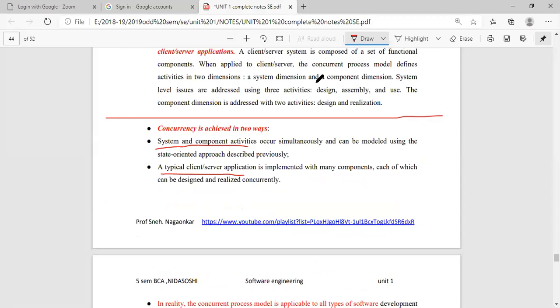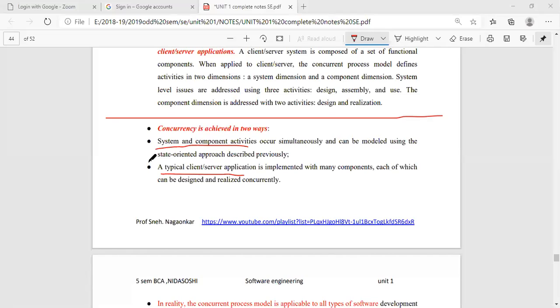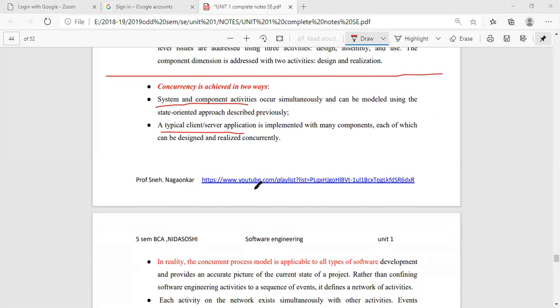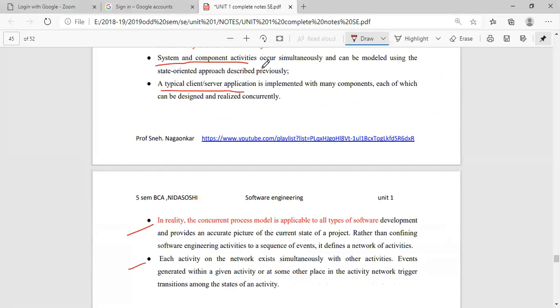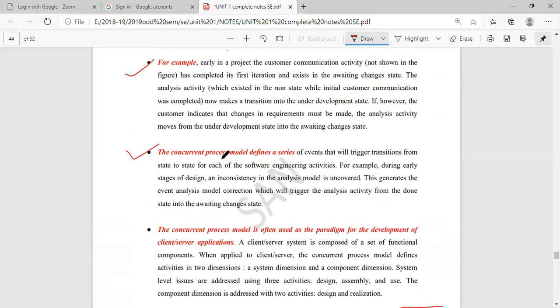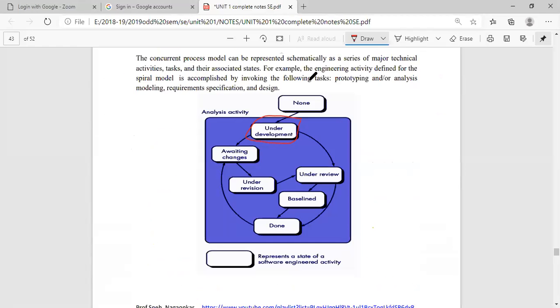Client server applications are nothing but the applications which are carried out, for example your WhatsApp, it is a client server where interaction is carried out from both sides. So that is called two-way communication, two-way system and components. System and component activities are designed specifically for a specific system. So overall, concurrent models are best used in networking and in the client server applications. All right, guys, so this is the explanation of the concurrent model.